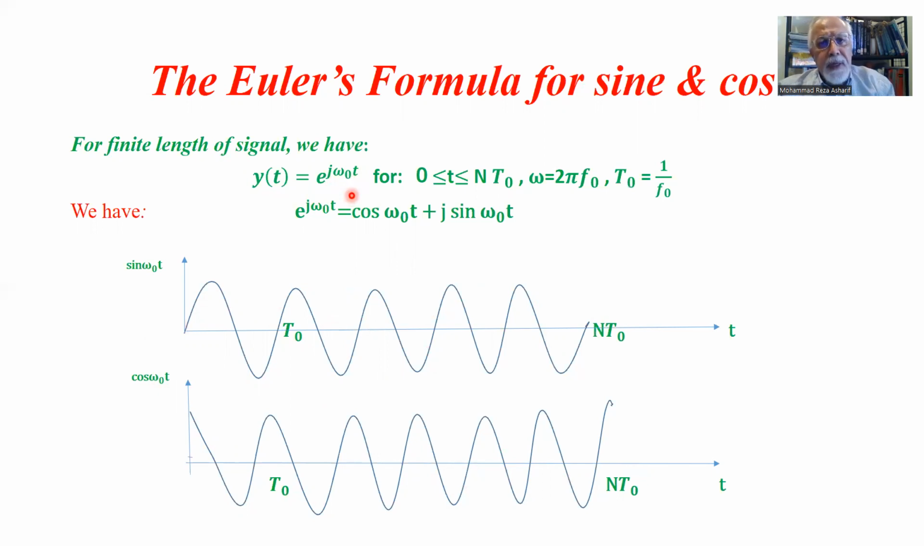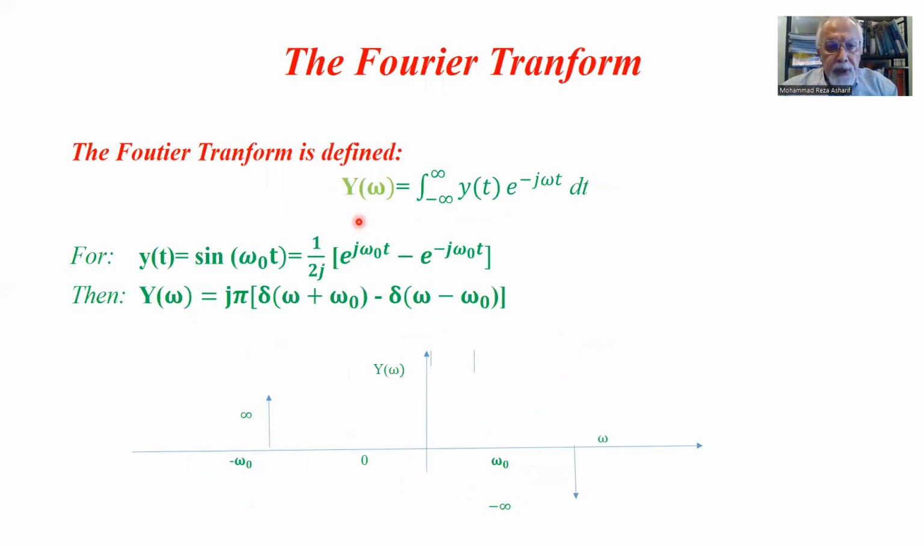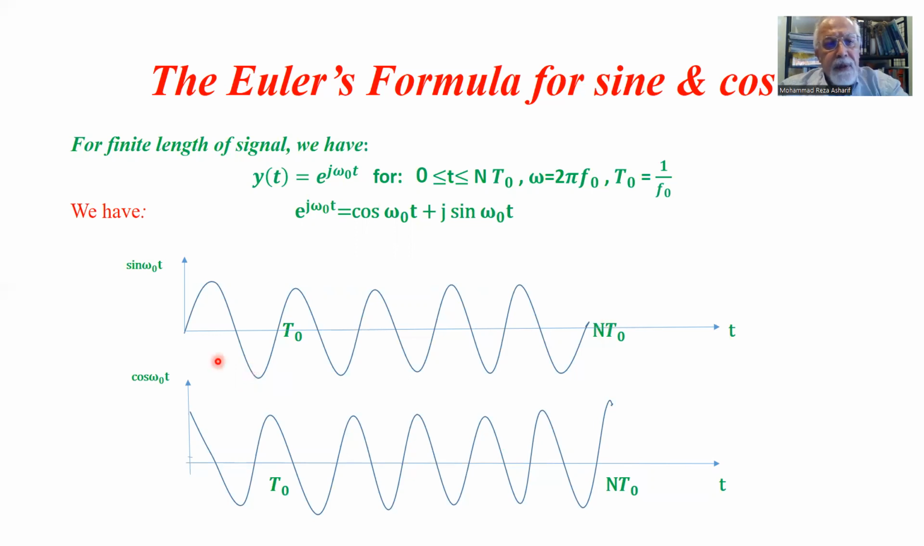And what is important here is t starting at 0 and ending after n cycles. So in this case, the Fourier transform of this signal will not be just like the previous one I showed you. It's not like two impulses, because of the finite length of the signal, starting from 0 to n cycles, n T0.